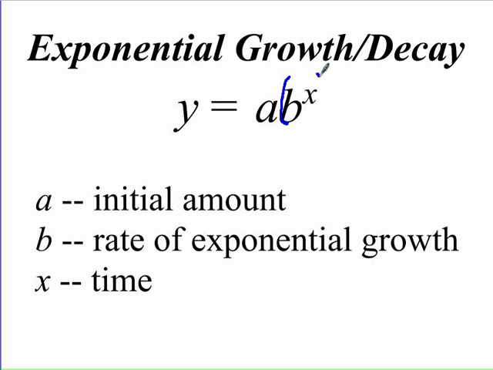Now understand that that's usually how it looks. Okay, b is to the x power. It's not ab to the x. It's a times b to the x power. b is your rate of exponential growth, so it could be a 2, it could be a 3. If it's a 2, it would be doubling. 3 would be tripling. It could be a 1/2. Okay, and x is always time.